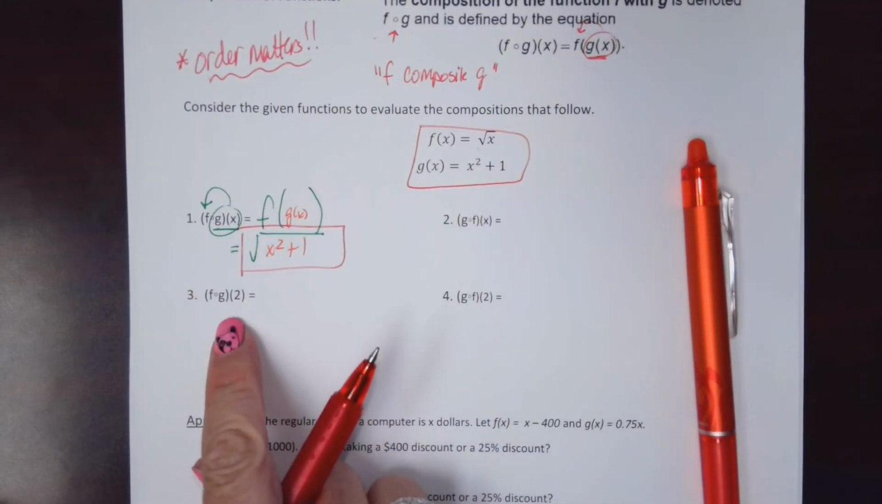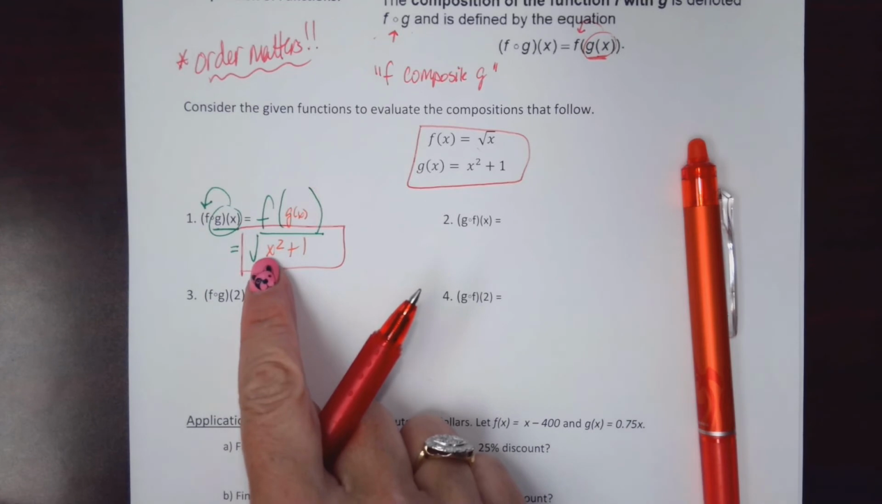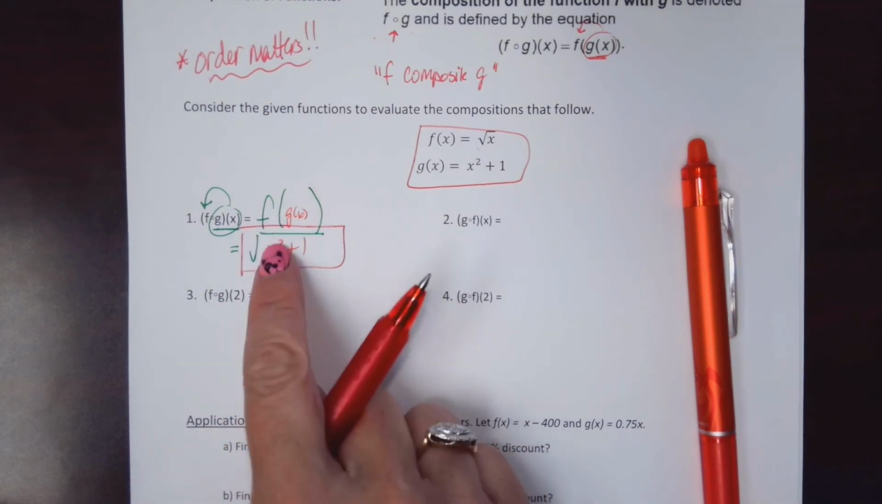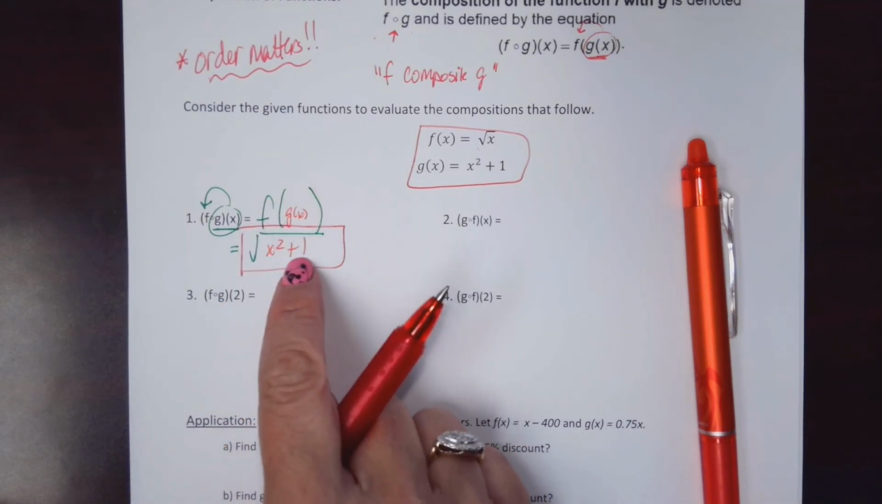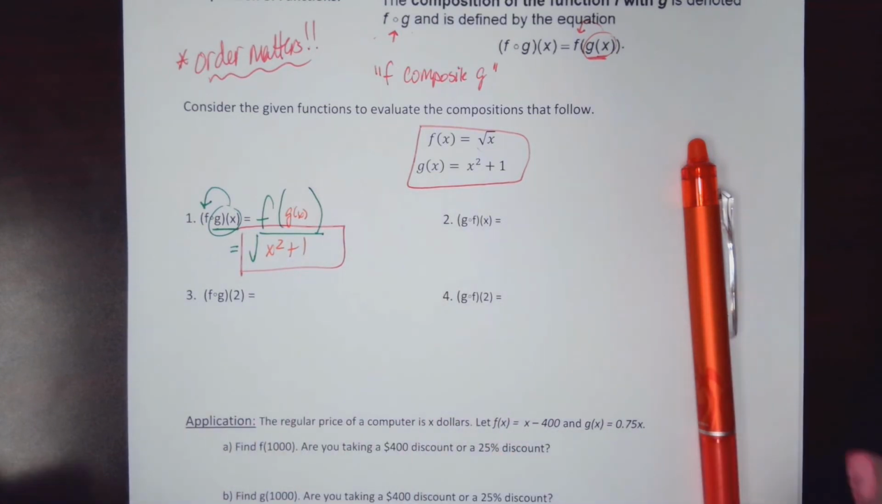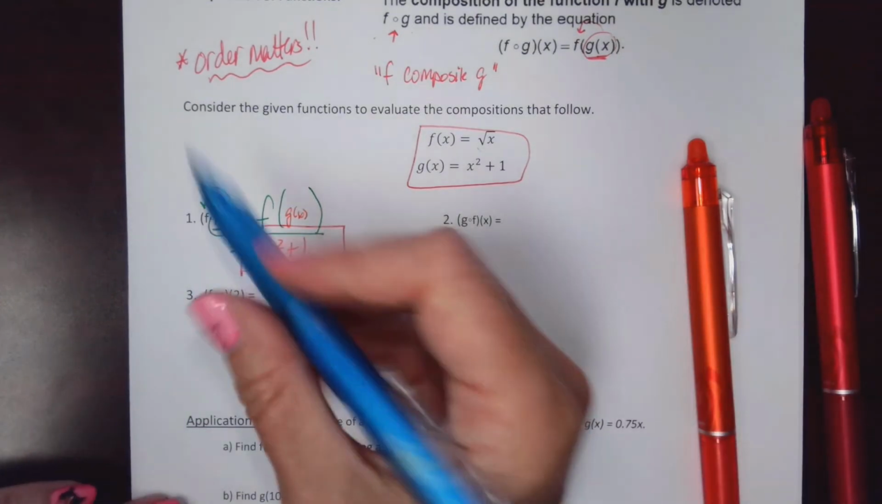Now let's go ahead and go down, because that was f composite g of x. This is f composite g of 2. So I'm replacing the x with a 2. Now I can go straight here, and since I did f composite g of x, I could say 2 squared is 4 plus 1, that's going to be square root of 5. I could also go back and I could walk my way to that.